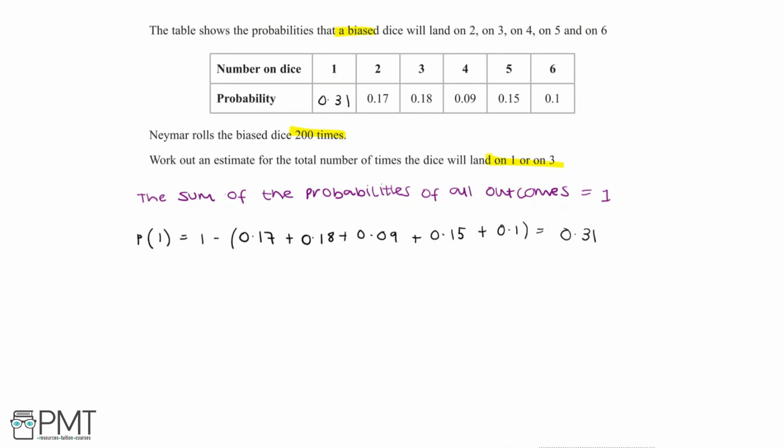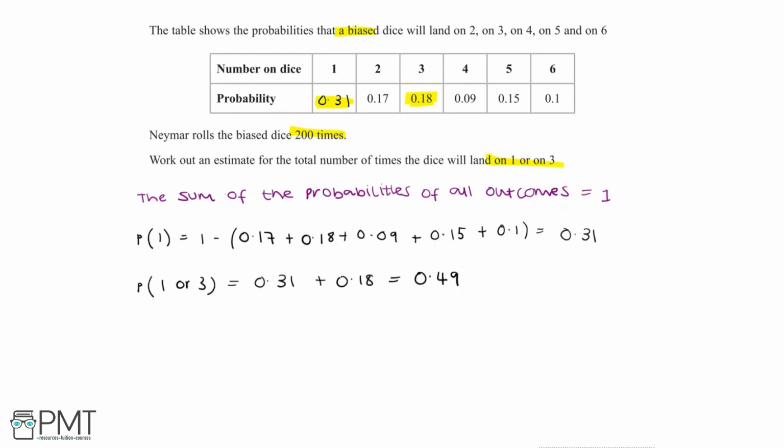And now we need to find the total number of times that the dice will land on 1 or on 3. And so the probability that the dice will land on 1 or on 3 is the probability that the dice will land on 1 plus the probability that the dice will land on 3. So we can say that P(1 or 3) is equal to 0.31, which is the probability that the dice will land on 1, plus 0.18, which is the probability that the dice will land on 3. And so we'll get an answer of 0.49.